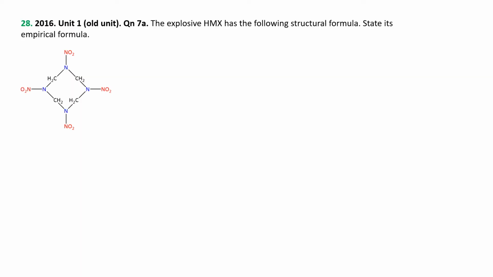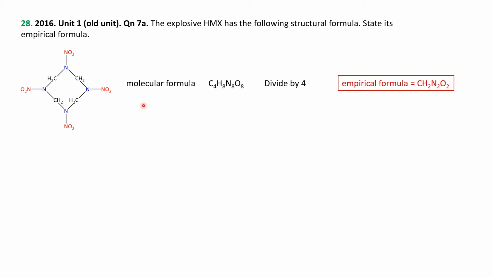There's HMX, another explosive. Molecular formula, counted all up, we got 4 carbons, we have 2, 4, 6, 8 hydrogens, we got tons of nitrogens, 1, 2, 3, 4, 5, 6, 7, 8, and then 8 oxygens. Hopefully you can see here that we got a factor of 4 all the way through, so divide everything by 4, and we get CH2N2O2 as the empirical formula.